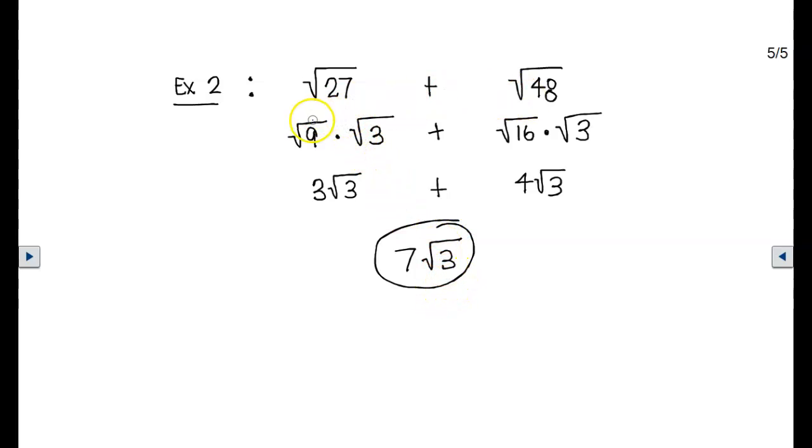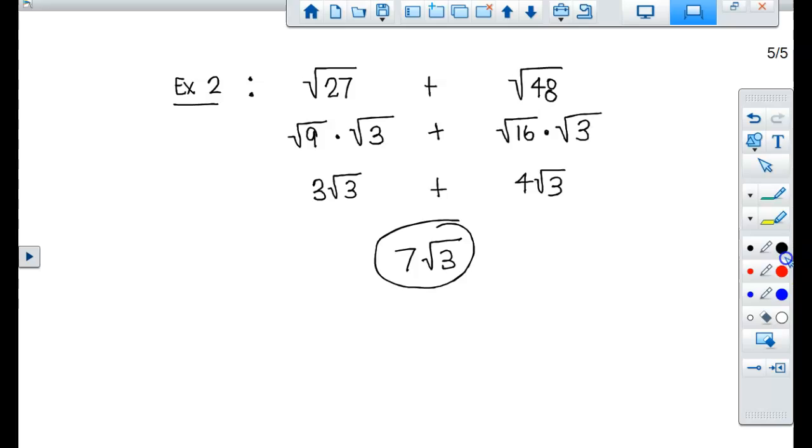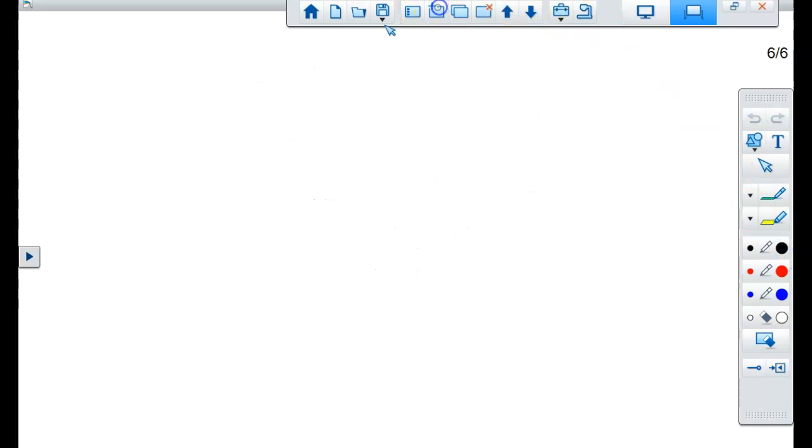These 2 square roots at the beginning did not look like like terms, but after simplifying them, you can see that they were. So when we add and subtract, you're going to do your simplifying first, and then add your like terms together.